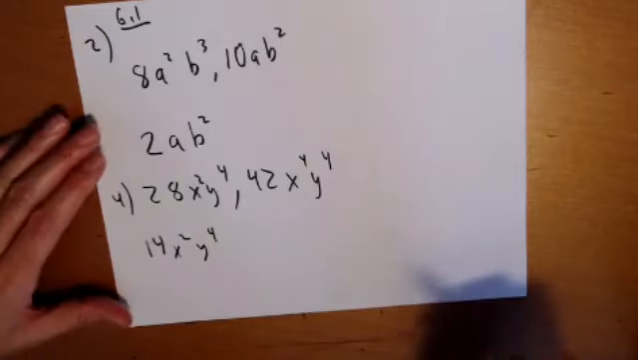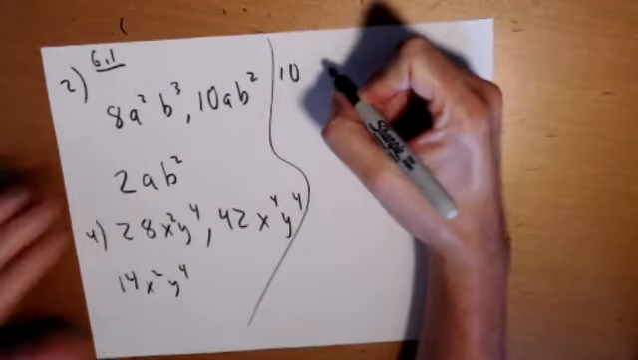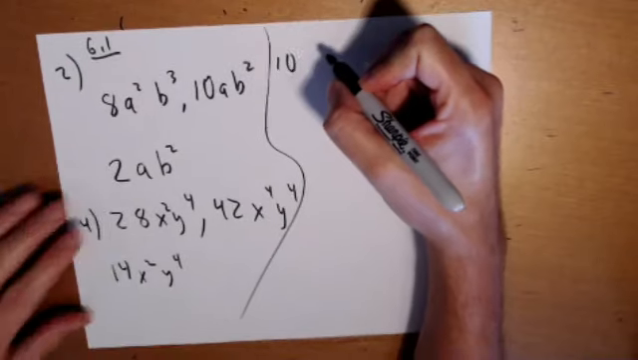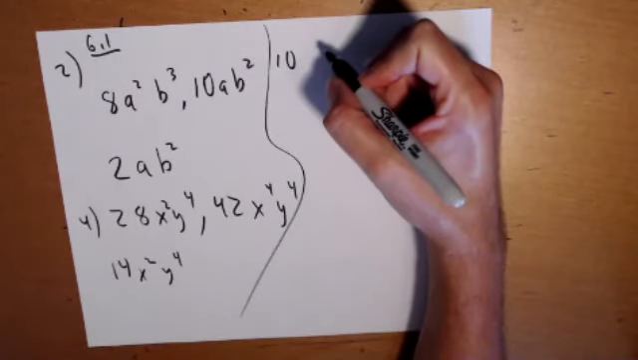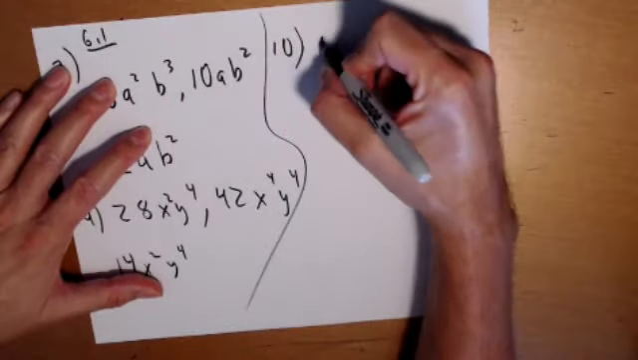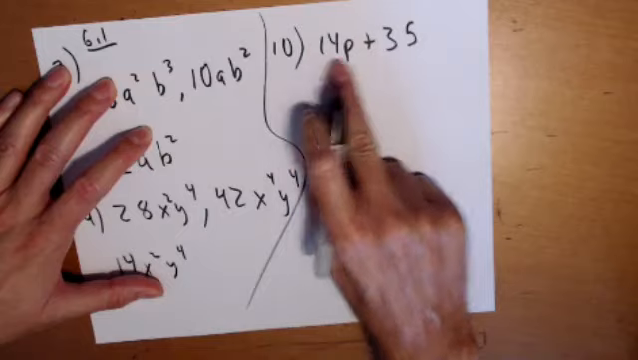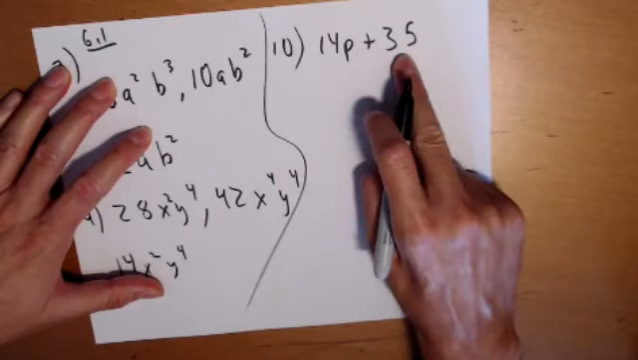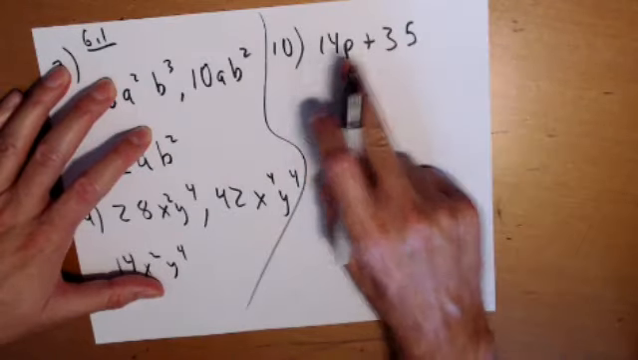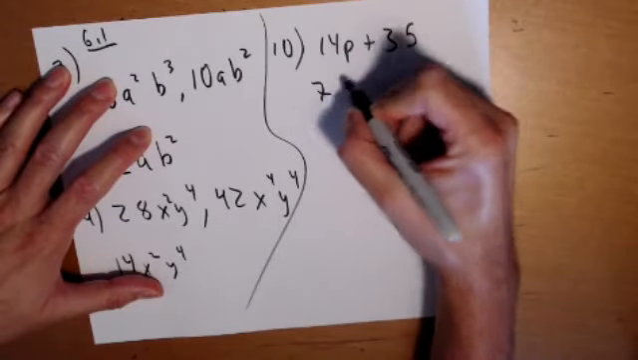Okay, so moving on to number 10. 14p plus 35. There's a p, there's no p, number stuff. So all I can do is pull out number stuff. I see a 14, a 35. What can I take out of each? A 7.